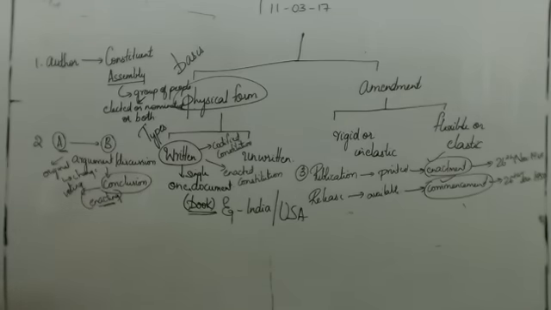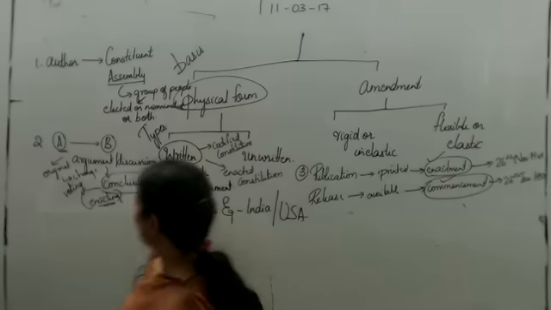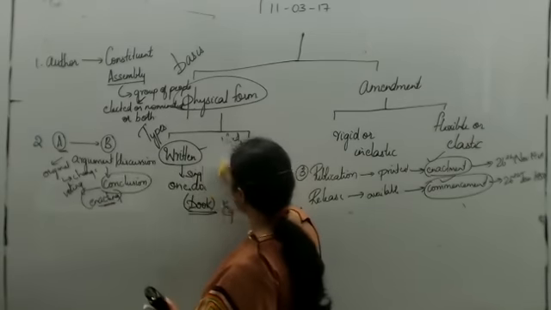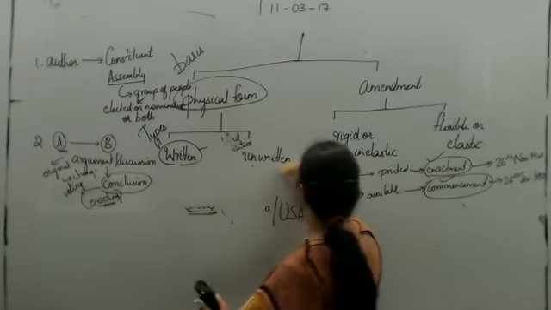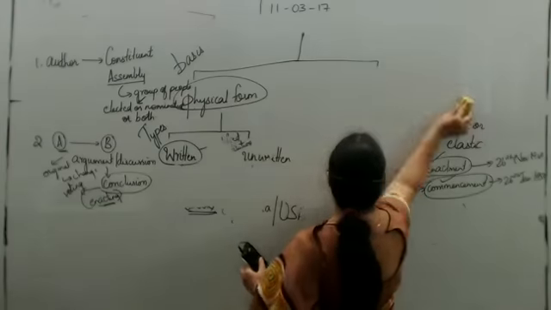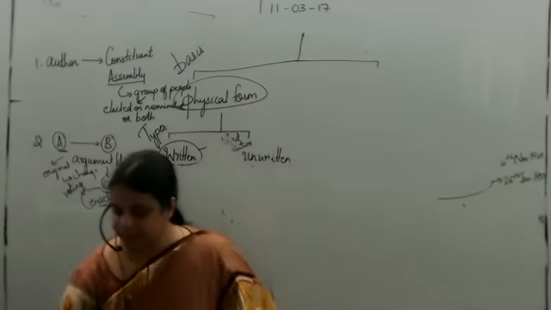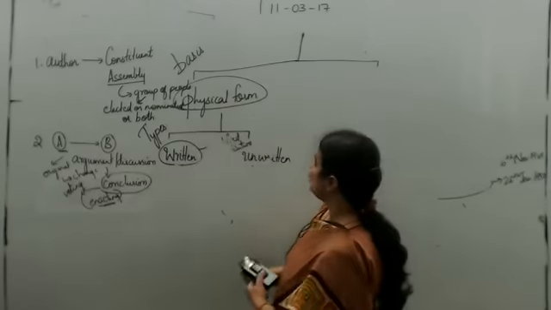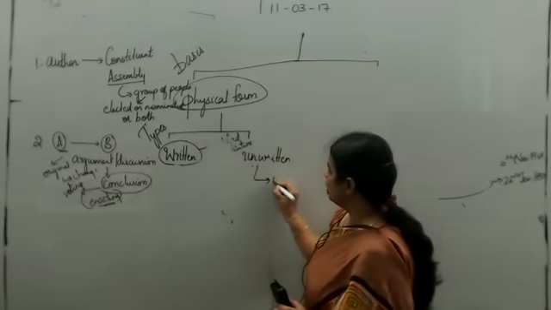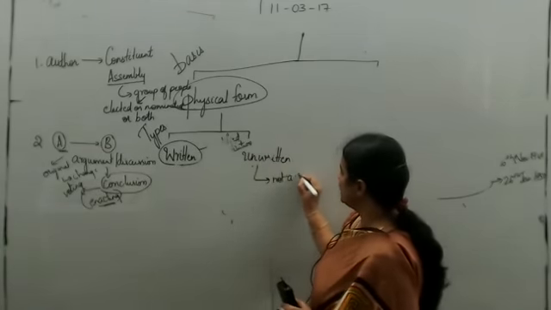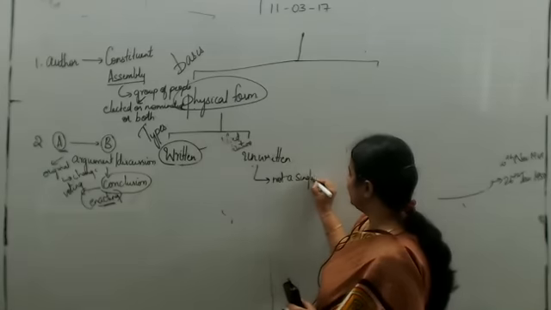Now let's look at the unwritten constitution. An unwritten constitution will be exactly opposite to a written constitution. So what do you mean by an unwritten constitution? It simply means that you don't find the entire constitution in one book, not a single document.